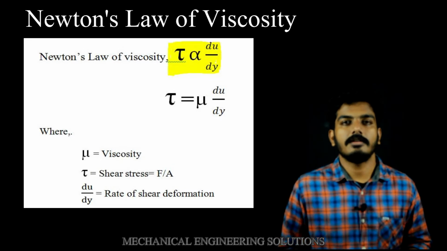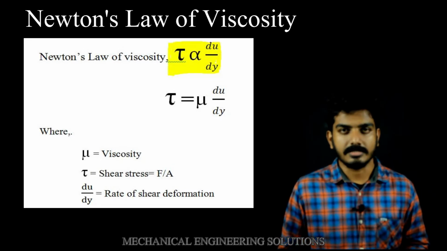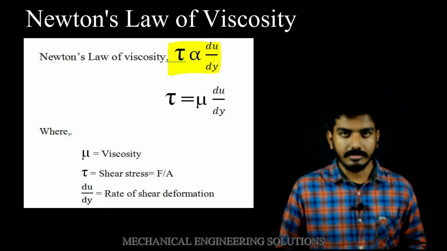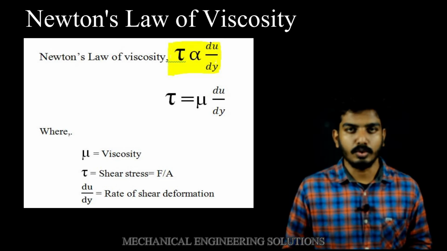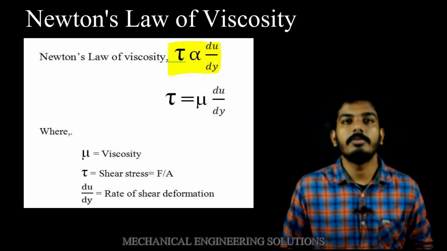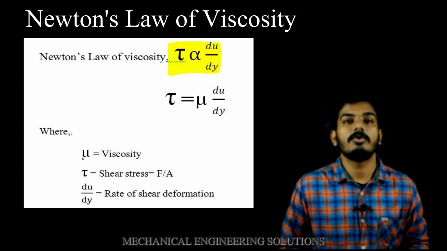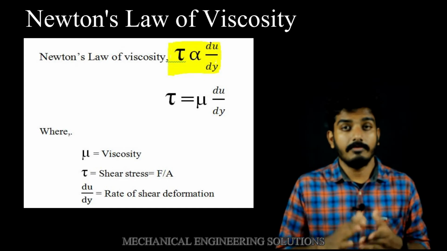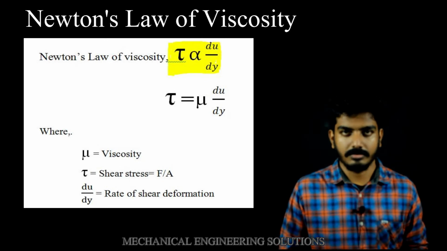It is defined as: the shear stress between two adjacent layers will be directly proportional to the velocity gradient between those layers. That is, tau is directly proportional to du by dy, and tau equals mu into du by dy, where mu is the coefficient of viscosity or dynamic viscosity, which is one of the important properties of fluid.